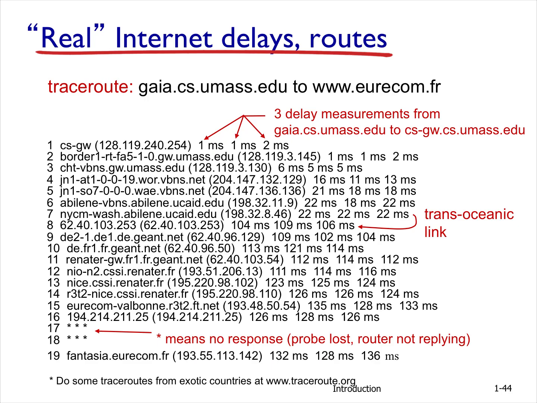And why does it have three numbers? Because it tries to give you something to get an average out of. So rather than just sending one packet and calculating the delay, it sends three consecutive packets and tells you that the delay over those three is those three numbers, okay? So it's very nice to play with if you want to look at it.